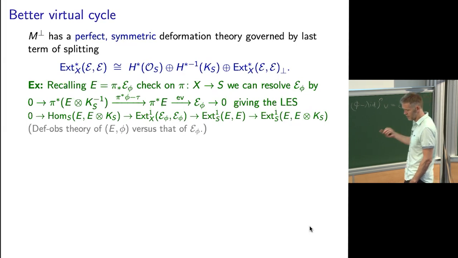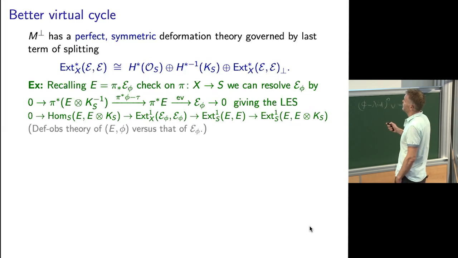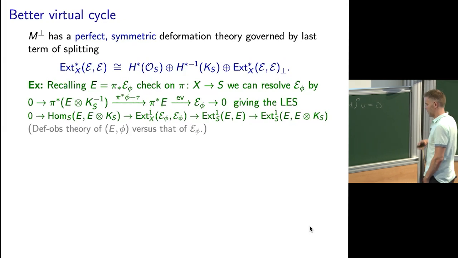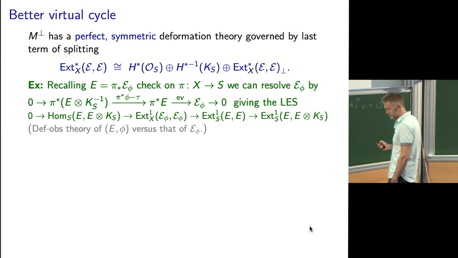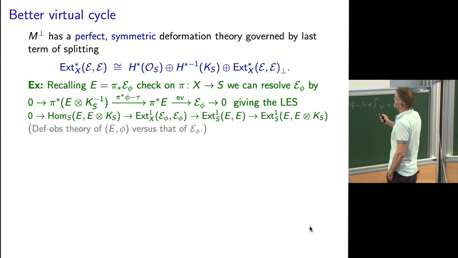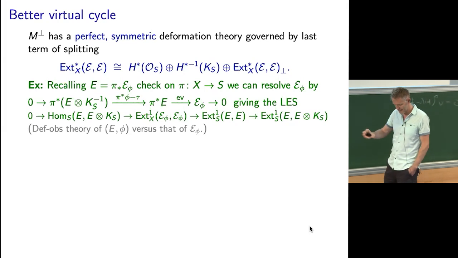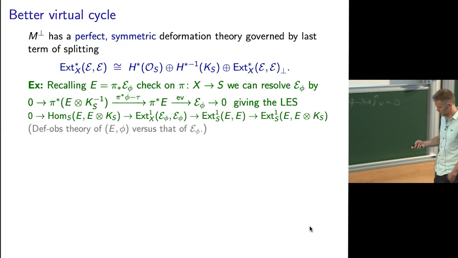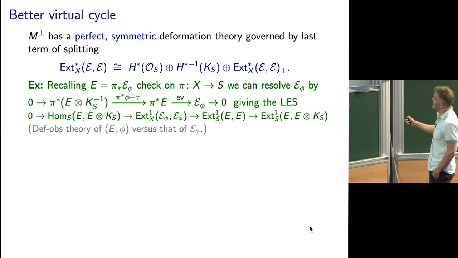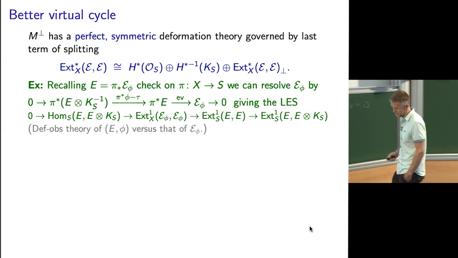So as I change phi, I deform E_phi. And as I deform E_phi, by pushing down, I deform E on S. And not every deformation of E on S gives me an E_phi, because I might deform my E on S and not be able to deform the Higgs field with it. There may be an obstruction to deforming the Higgs field, and that's this last arrow here. And this is the obstruction space for the Higgs fields.